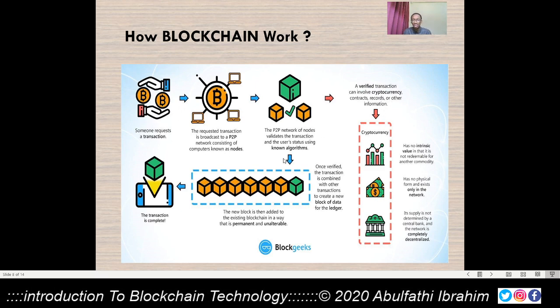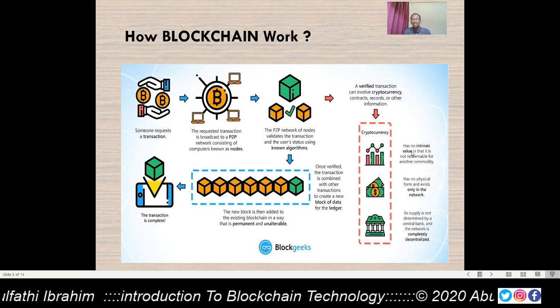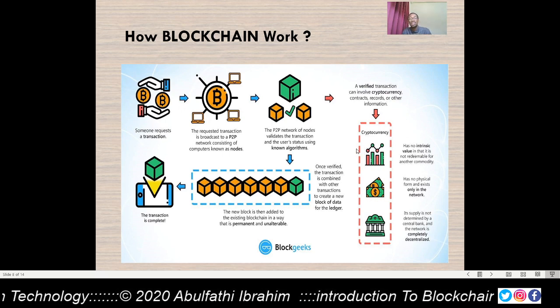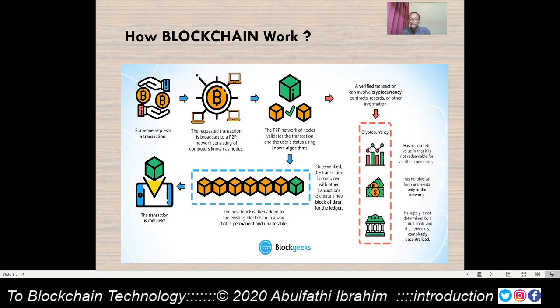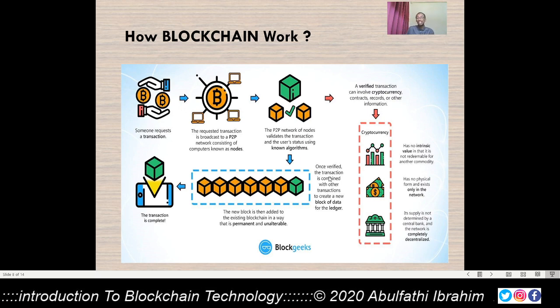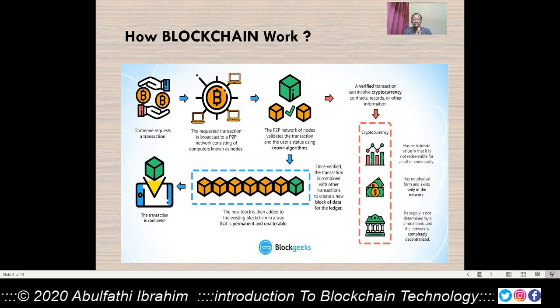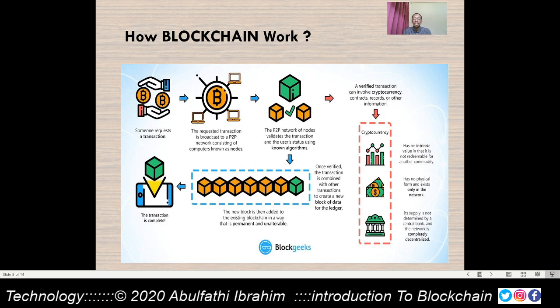But cryptocurrency, we know cryptocurrency has no intrinsic value. Some argue that some cryptocurrencies have intrinsic value. But the most important thing is that cryptocurrency is something virtual, has no physical form, and is intangible.